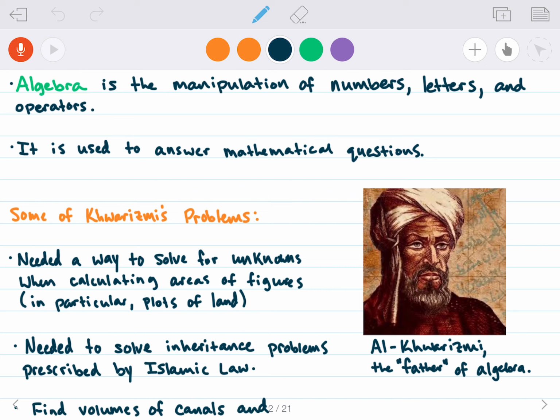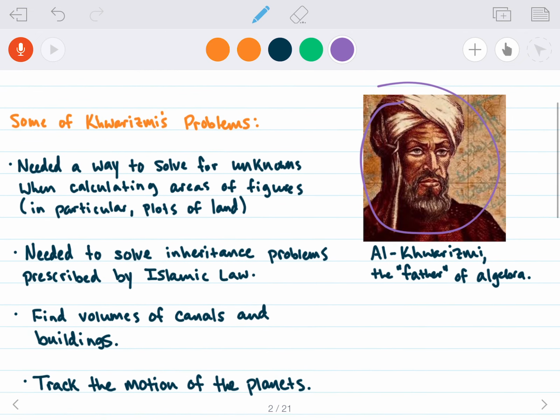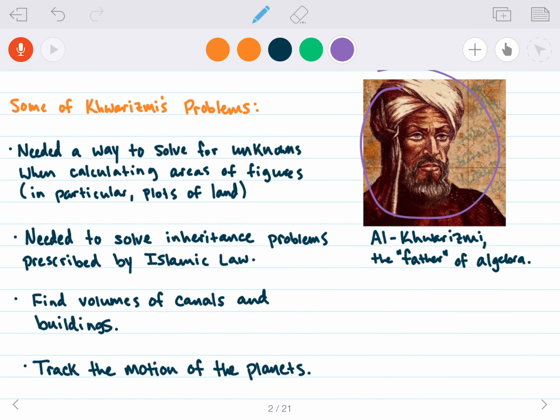And algebra can be really useful. We can use it to answer mathematical questions. So this person right here is Al-Khwarizmi. He is known as the father of algebra. And so he helped invent a branch of mathematics because he had a lot of unique problems to solve. Some of his problems required a way to solve for unknowns when calculating areas of figures, in particular plots of land.